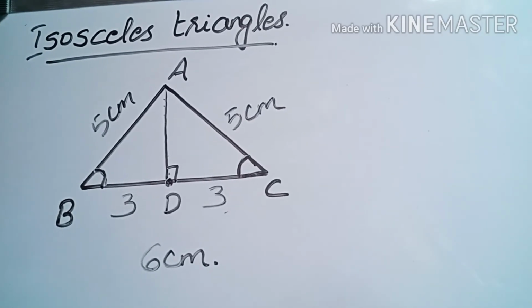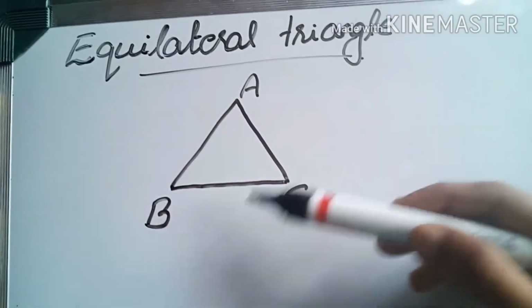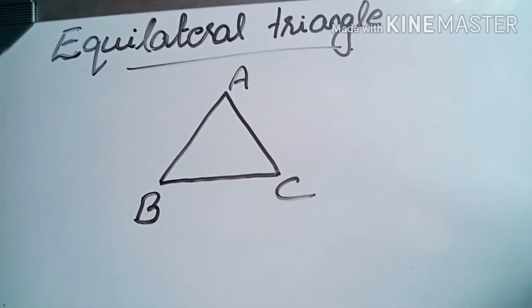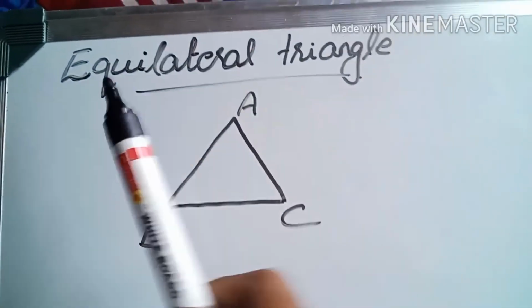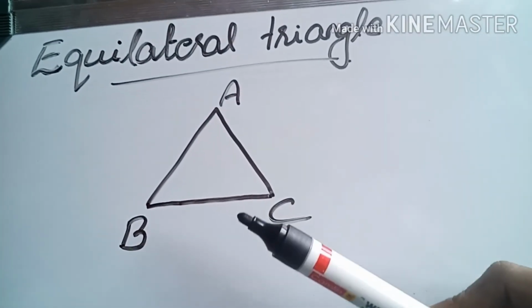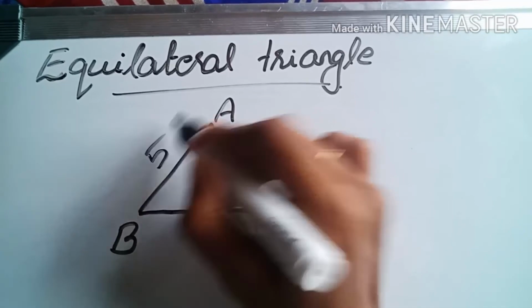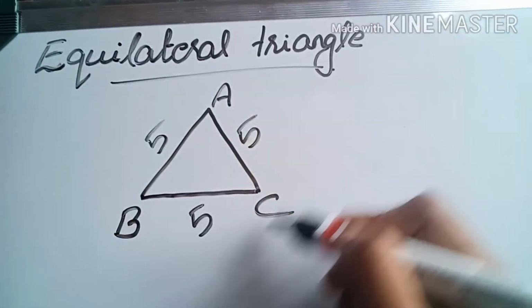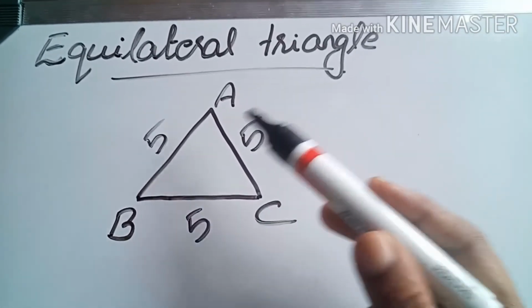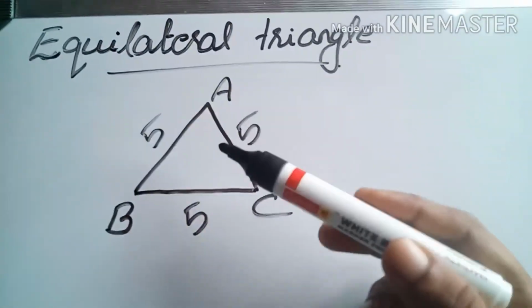And next is the equilateral triangle. Equilateral triangle means for a triangle we know three sides are there. If all the three sides are equal, then that triangle is equilateral. Okay, the name itself says that. Equi means equal, lateral means sides. So all the sides are equal. If this is 5 centimeter, this is 5, this is 5, all the three sides are 5 centimeter, then we can say that triangle ABC is an equilateral triangle. Isosceles means any two sides equal, but equilateral means all the three sides equal.